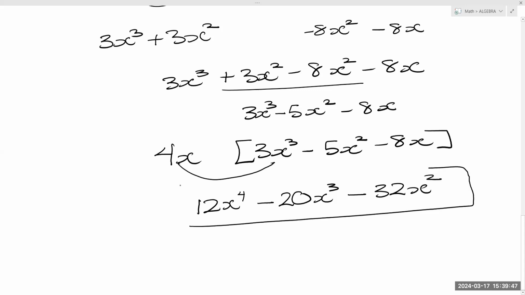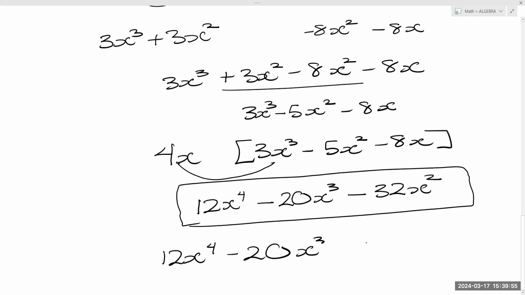Is there anything else we need to do? No, I don't think so. So we have 12x to the power of 4 minus 20x to the power of 3 minus 32x to the power of 2. Okay, so we're done with this.